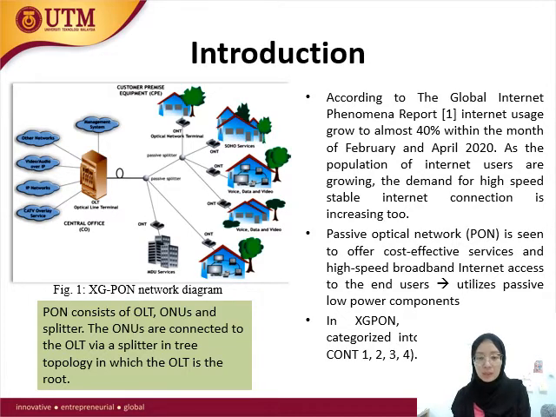For XGPON, the traffic classes are categorized into traffic containers. There are 4 main traffic containers: TCON 1, TCON 2, TCON 3, and also TCON 4. As seen in figure 1, this is a typical XGPON network diagram. As you can see, PON consists of OLT in the central office, ONUs, and also passive splitter. The ONUs are connected to the OLT via splitter in tree topology.